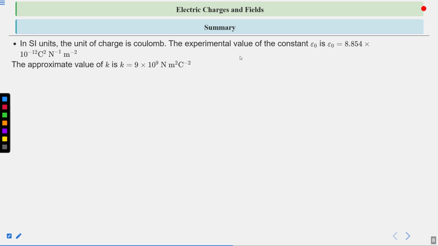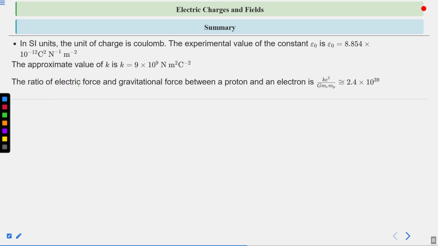And when we calculate 1 upon 4 pi epsilon naught, which is equal to K, the numerical value of K is 9 into 10 raised to the power 9 Newton meter square per Coulomb square.